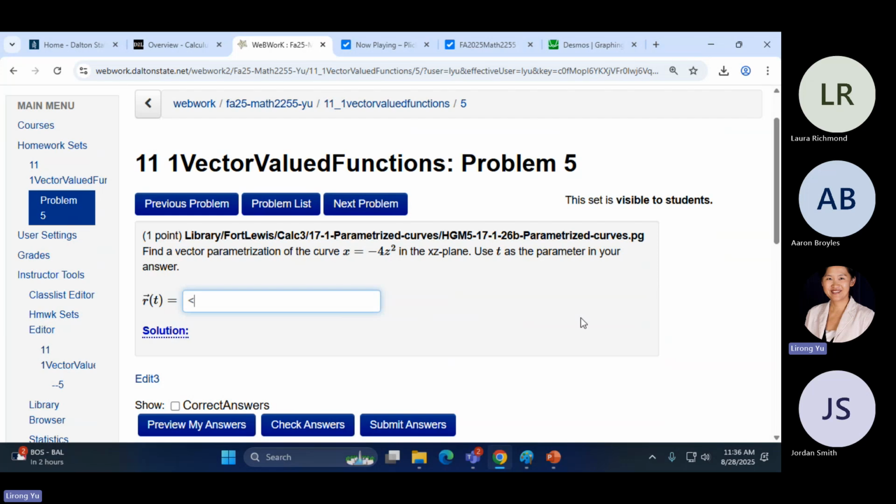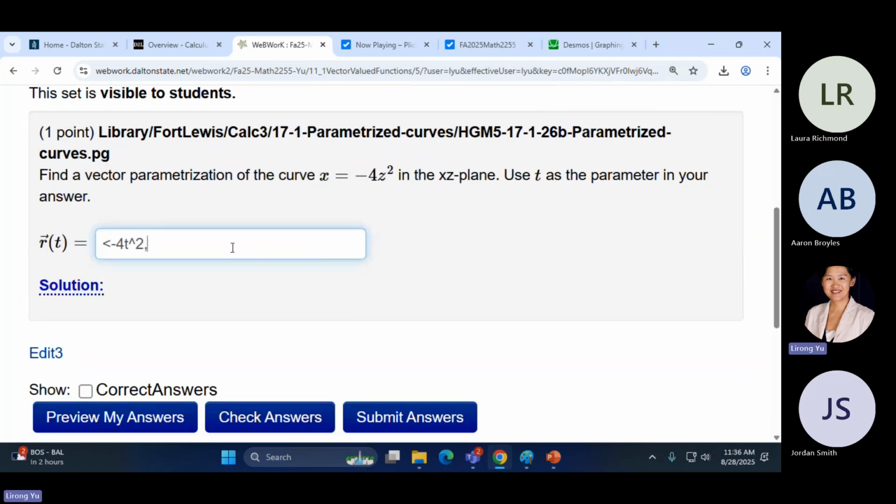You can have x equals negative 4 z squared, with z equal to t squared. And let's try to enlarge this. Why do we do that? Because there's a relation between x and z. So you could see x equals negative 4z squared, and then y is 0, because in the xz plane, the y value has to be 0. The xz plane is the plane y equals 0.